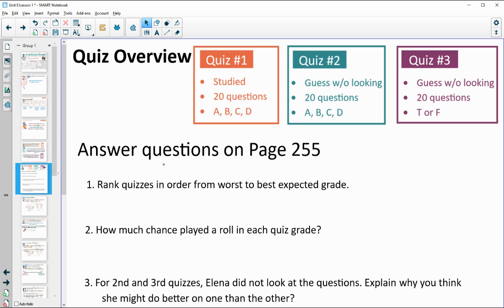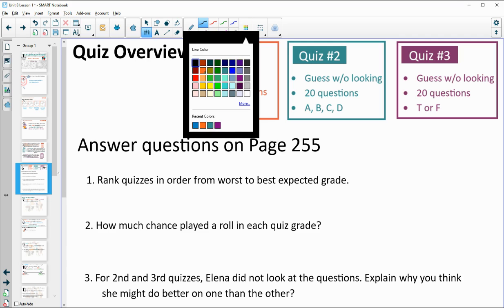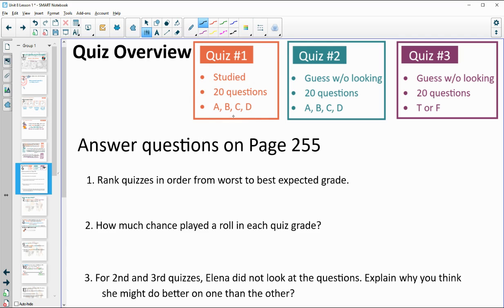All right, so if we were going to rank these quizzes in order of worst to best expected grade, how do we think that would play out? So likely here, she studied in quiz number 1. So we do think that quiz number 1 should be the best grade. If she studied for it, she knew what she was doing. Quiz number 1 should be the best grade.